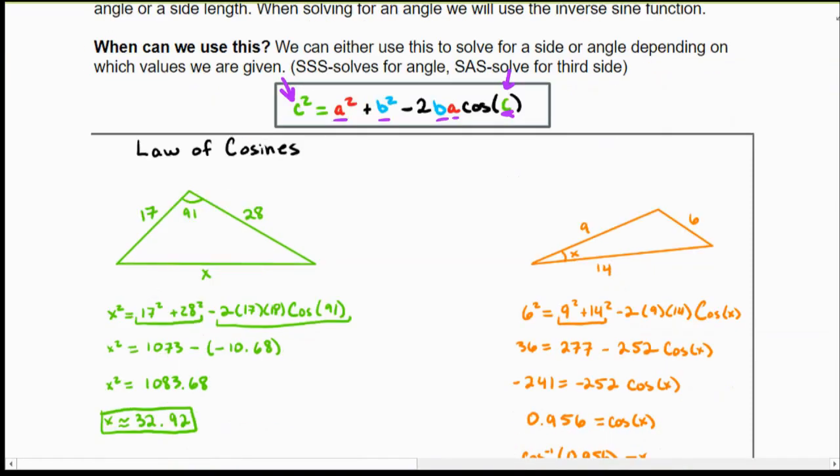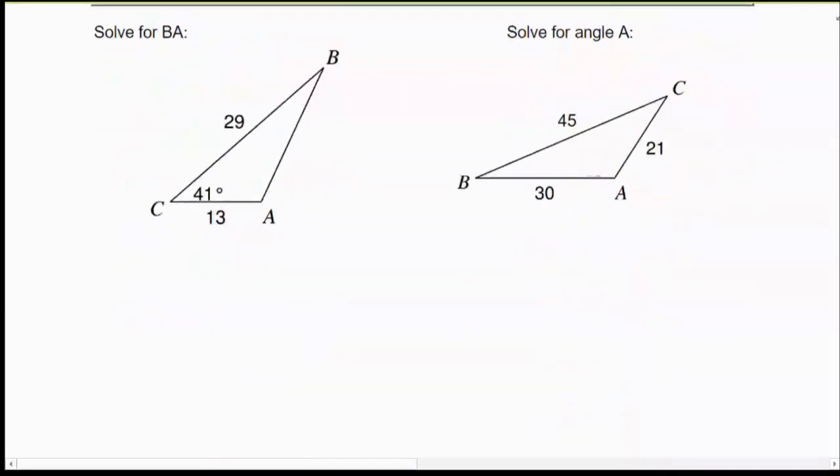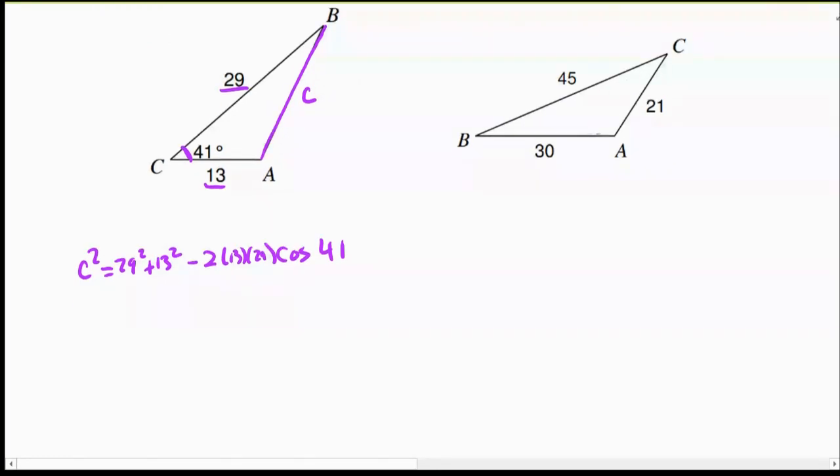So in this situation here, we're going to be solving for a side length BA. So I have these 2 sides and the angle in between. So I know that 41 is going to represent the angle within the cosine, and 29 and 13 are going to represent the A and the B, whereas this value here, BA, is really going to represent the side that I'm looking for, or the side opposite of our angle. So I'm going to say C squared equals 29 squared plus 13 squared minus 2 times 13 times 29 times cosine of 41.